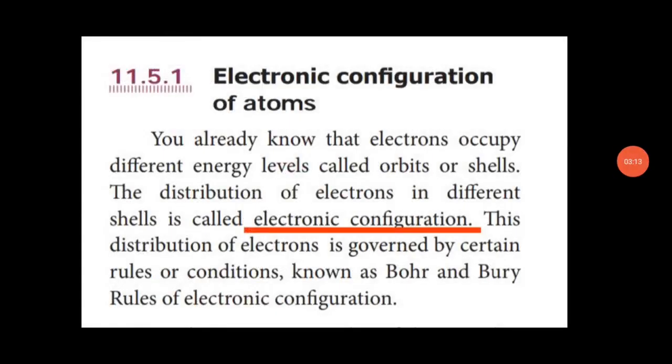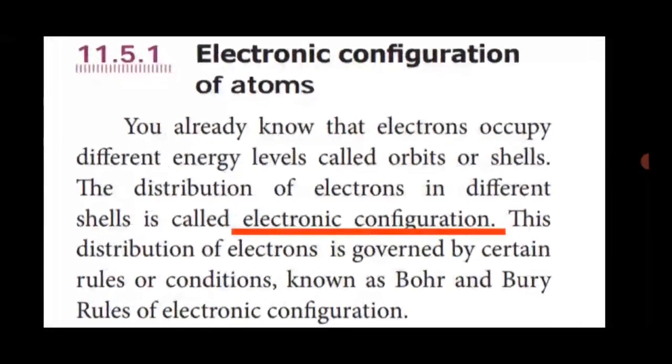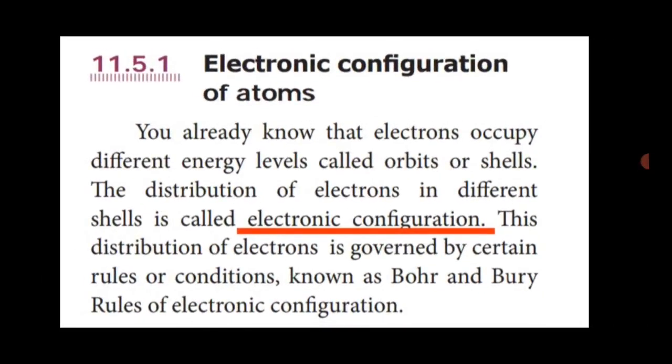Let's learn about today's topic: electronic configuration of atoms. You already know that electrons occupy different energy levels. These different energy levels are called orbits or shells. The distribution of electrons in different shells is called electronic configuration. What is electronic configuration? The distribution of electrons in different shells or orbits.